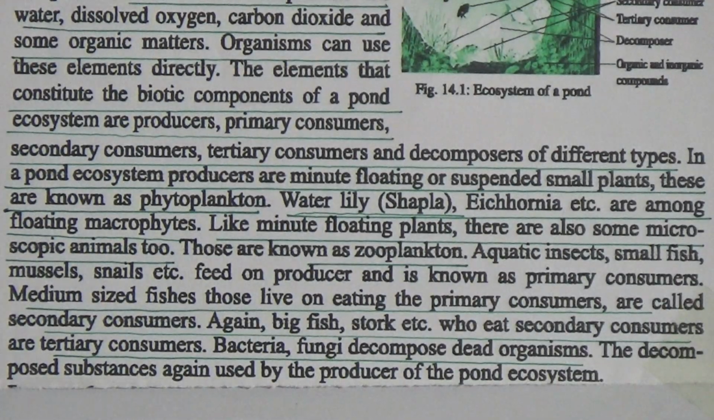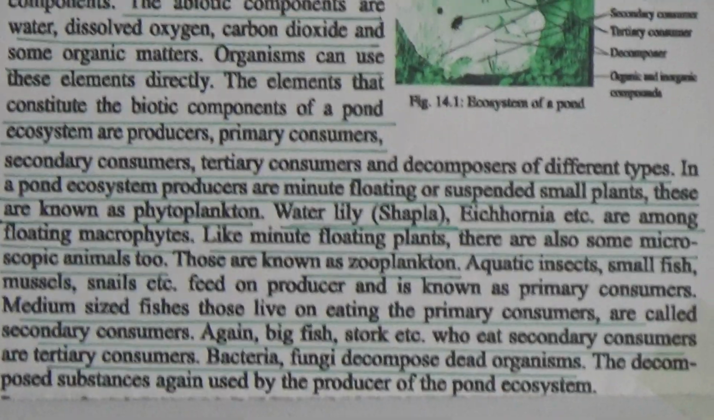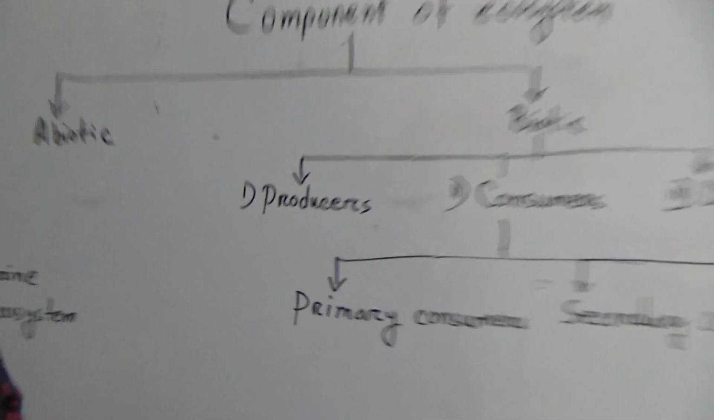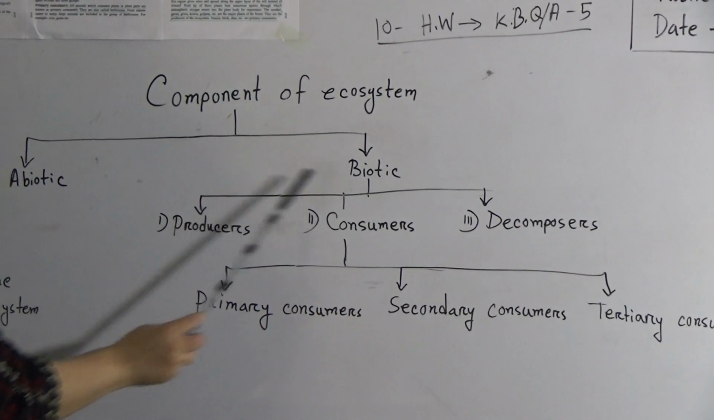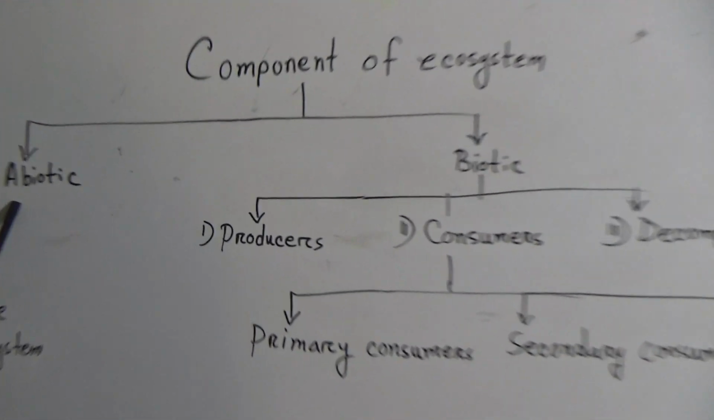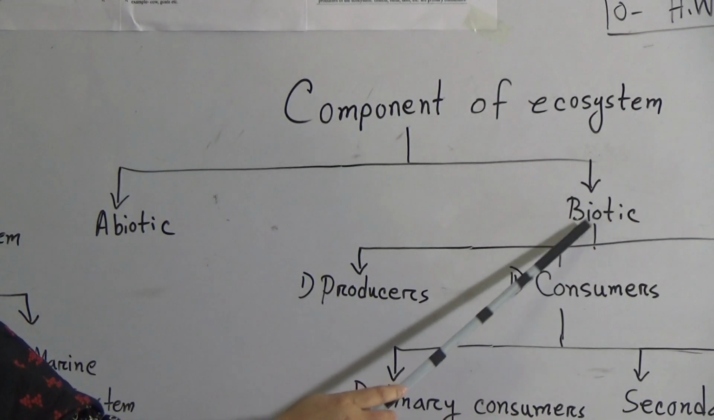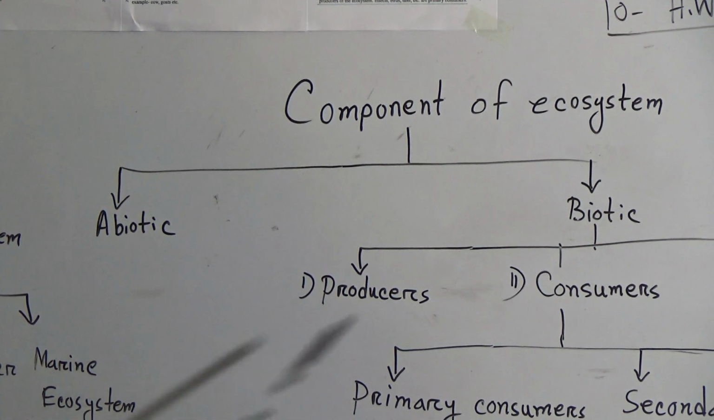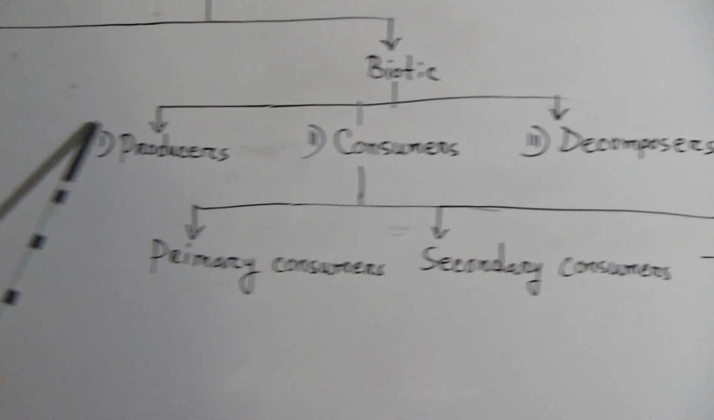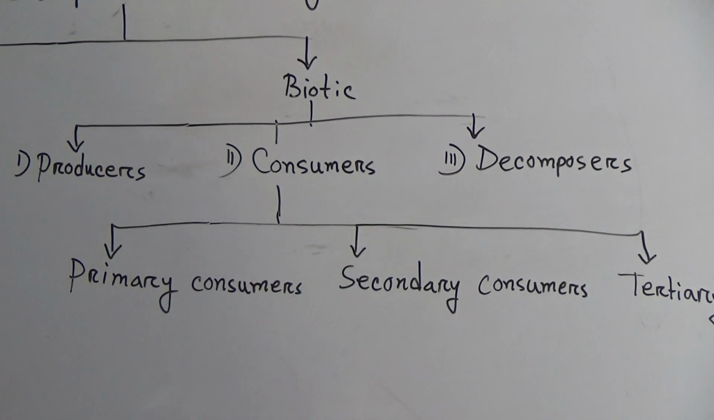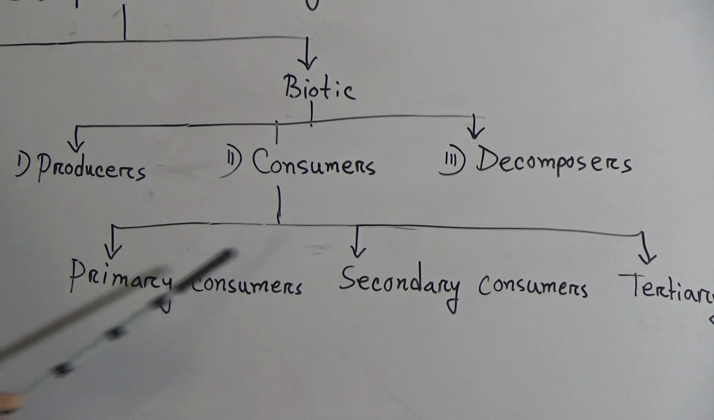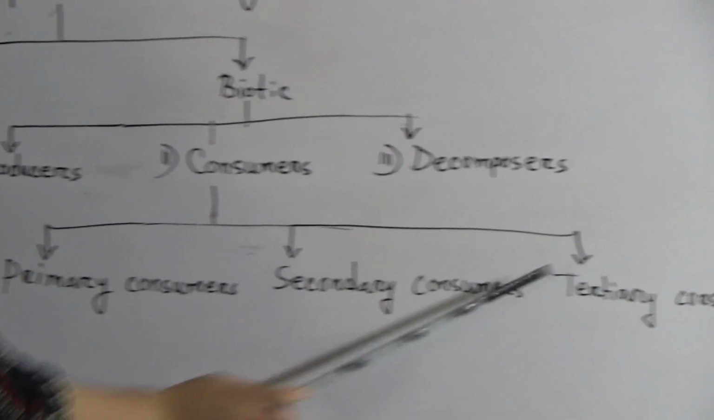Students, now we will review this lesson. You can see the components of ecosystem. Components of ecosystem are divided into two types, abiotic and biotic. Abiotic means non-living and biotic is living components. And biotic components are divided into three types: producers, consumers and decomposers. Again, consumers are three types: primary consumers, secondary consumers and tertiary consumers.